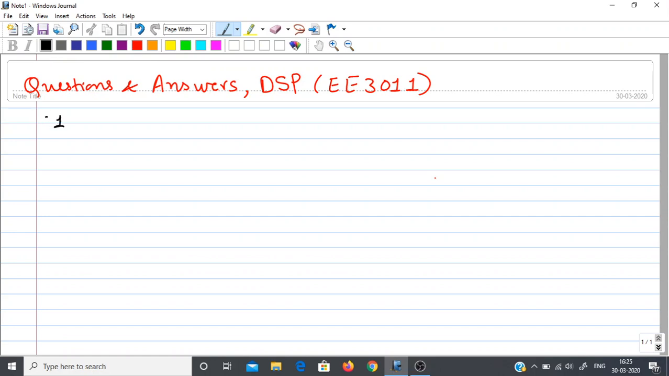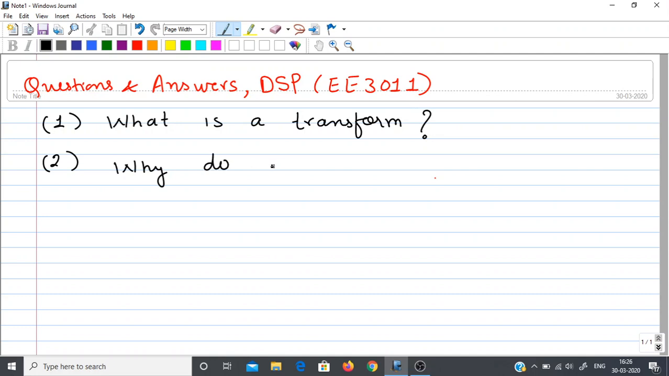The number one question which is raised is, what is a transform, or what do you mean by a transform? This is the question asked. So I shall answer this question. Second question which is asked is, why do we transform a signal?